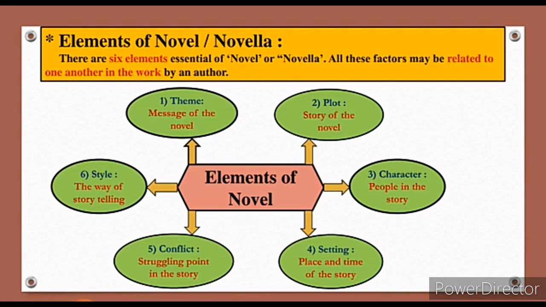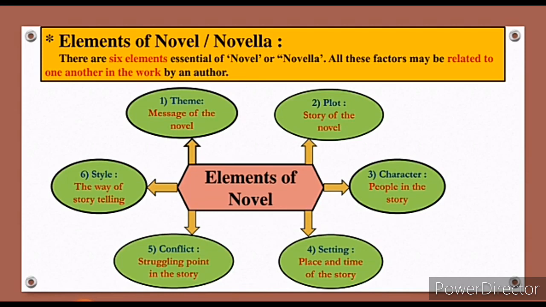Next is character. Students, the term character talks about the main actor, main hero, main character in the novel. It means the people in the story, who all are in this particular novel. Next, the fourth one is setting. Setting tells us the time, place and location of that story. Of course, the time, place and location of a particular story play a very important role. So that is the setting.